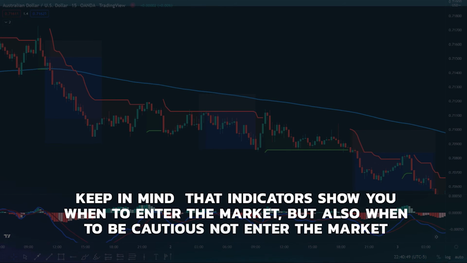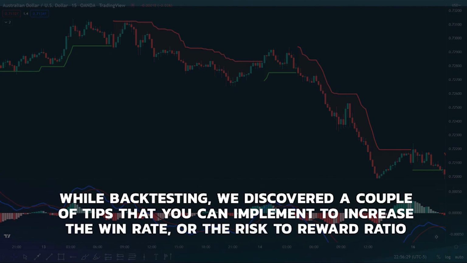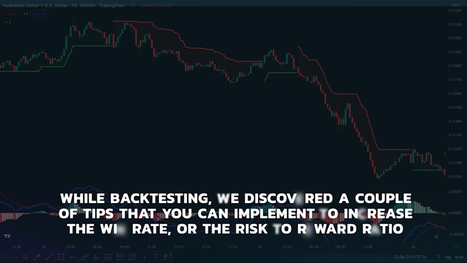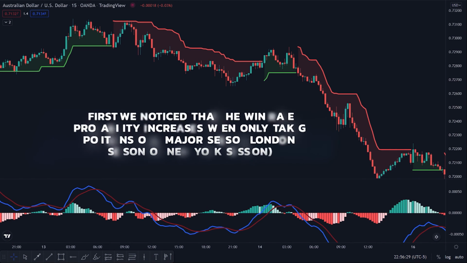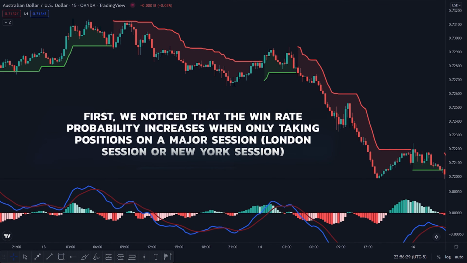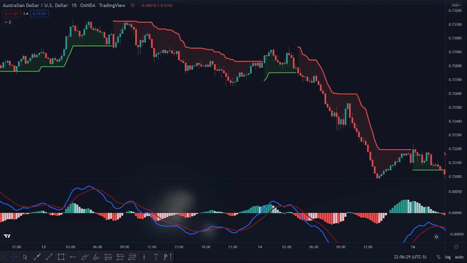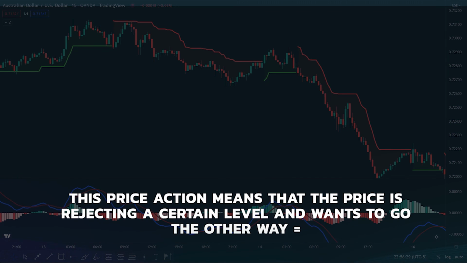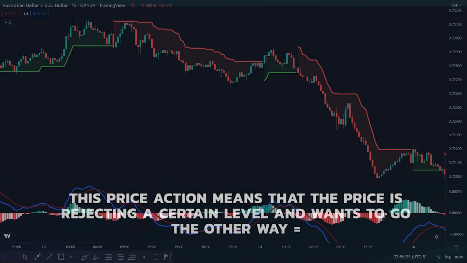Keep in mind that indicators show you when to enter the market, but also when to be cautious not to enter the market. While backtesting, we discovered a couple of tips that you can implement to increase the win rate or the risk to reward ratio. First, we noticed that the win rate probability increases when only taking positions during a major session, the London session or New York session for example. Filtering trades and only trading at these times will for sure make a difference.